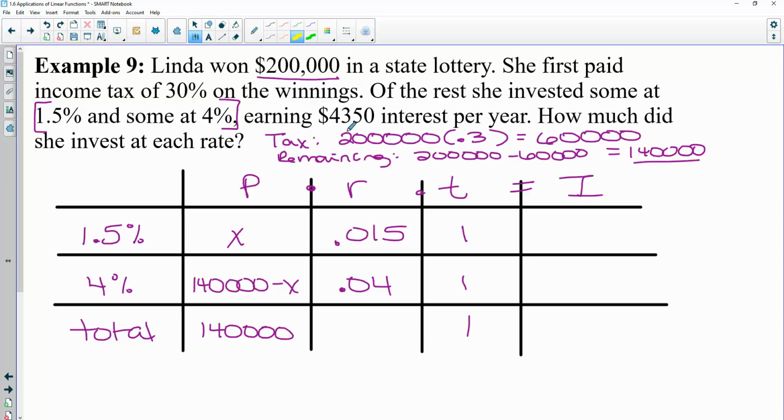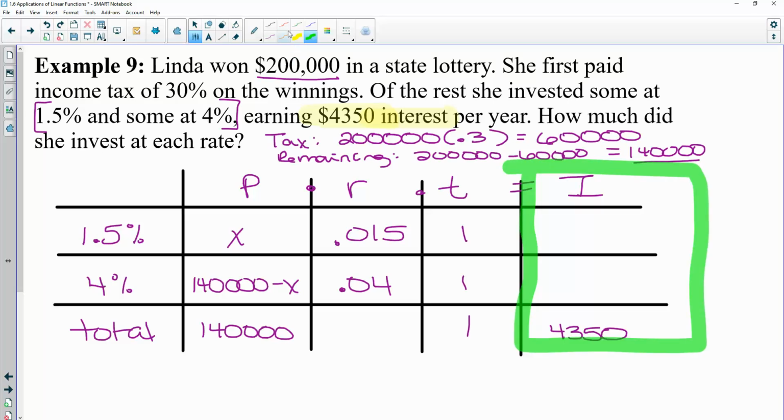And she earned $4,350 interest. Where does that go? Total interest. 4,350. Then it's okay that I don't have this percent because our whole goal in these problems is to get that final column. We have that total, so now we can follow our formula.